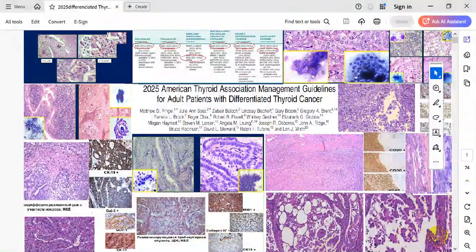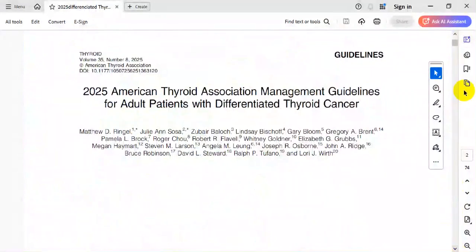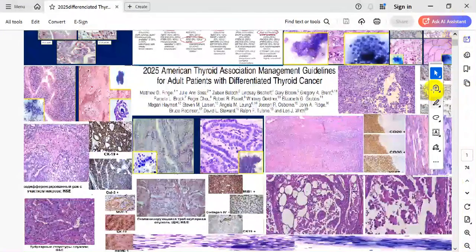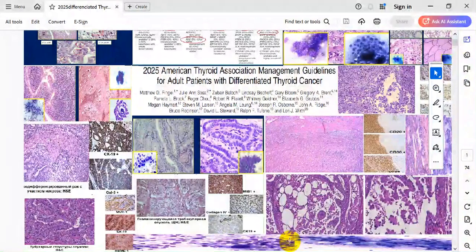oncocytic type, we know that the oncocytic type, in Russian studies, has been shown to be correlated with anaplastic thyroid cancer, as they rarely dedifferentiate to anaplastic via TP53 mutations, especially post radiation and or in Hashimoto, and also the oncocytic subtype.